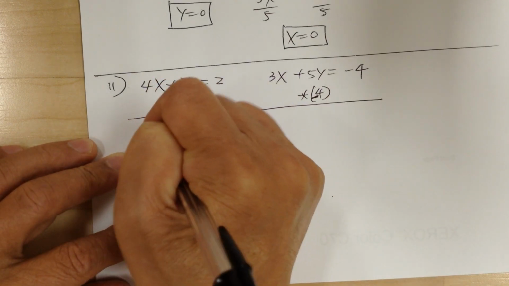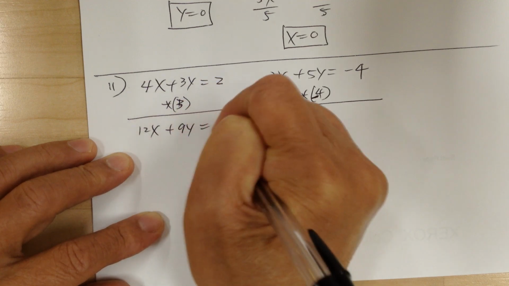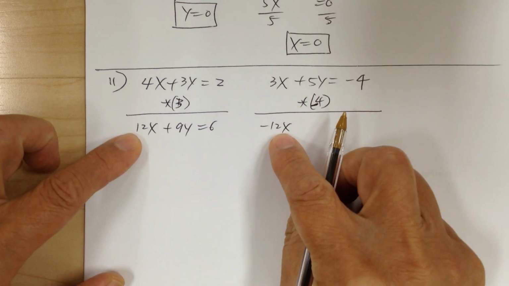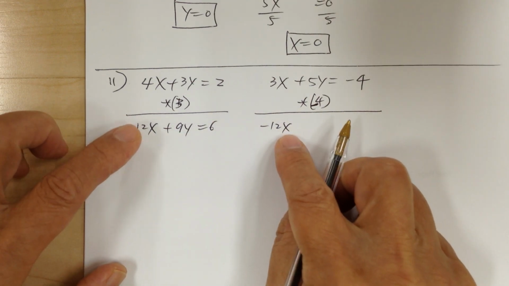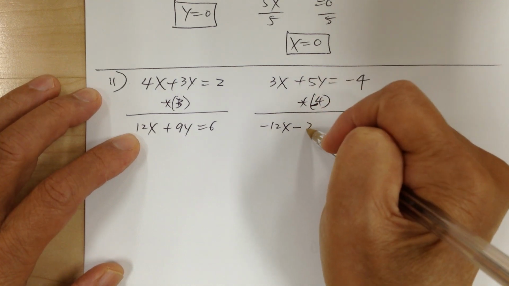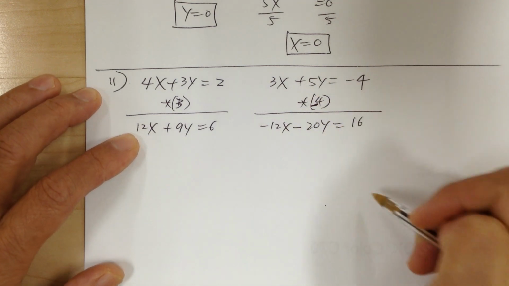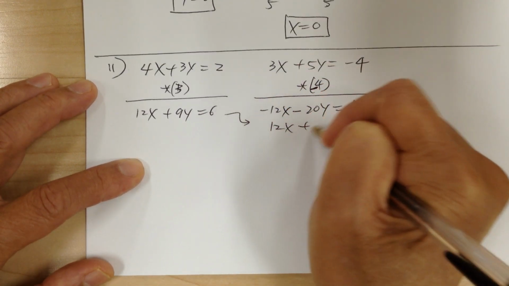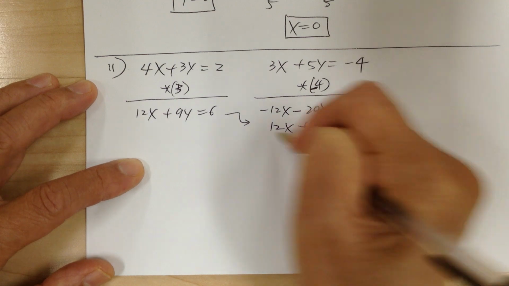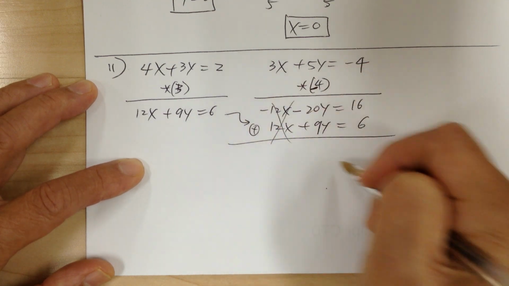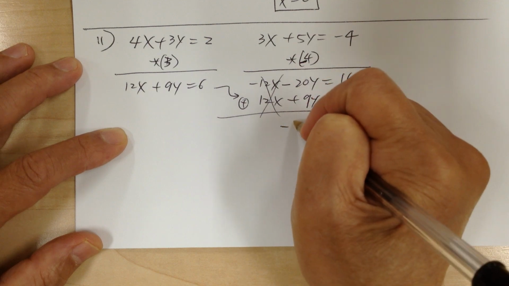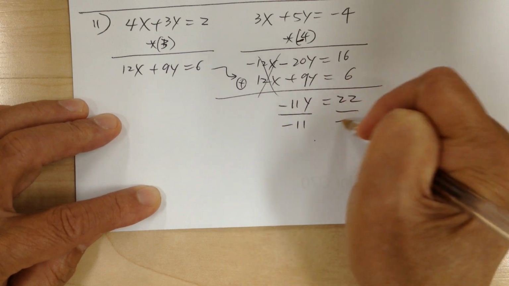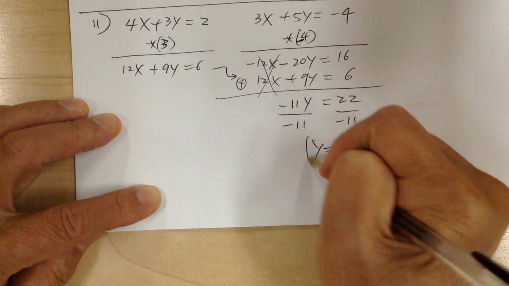So now I got 12x plus 9y equal to 6. And this will give me negative 12x. Now see they're opposite. Again, that's the key. The key is to try to find a way to make them opposite. So this would be minus 20y, and this will equal 16. And I'm going to put this under here. So I get 12x plus 9y equal to 6, and I'm going to add. So this will cancel out. So I will get negative 11y equal to 22. Divide by negative 11. So y equal to negative 2.